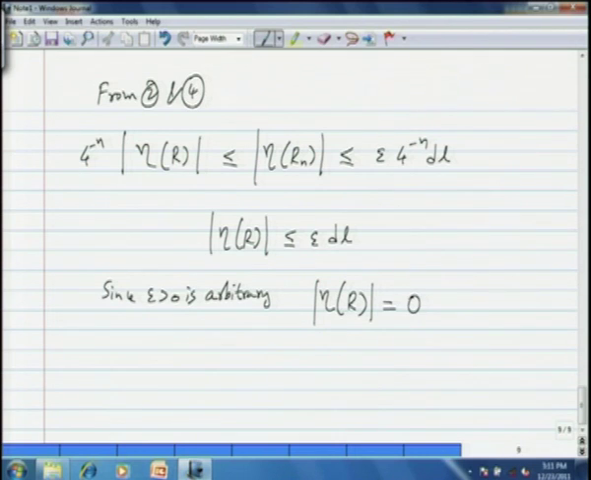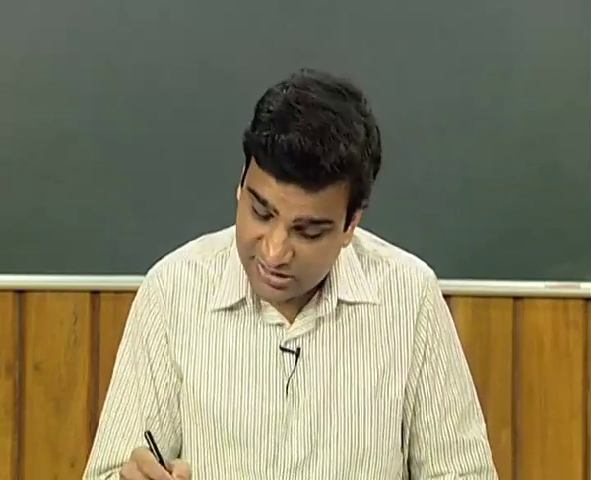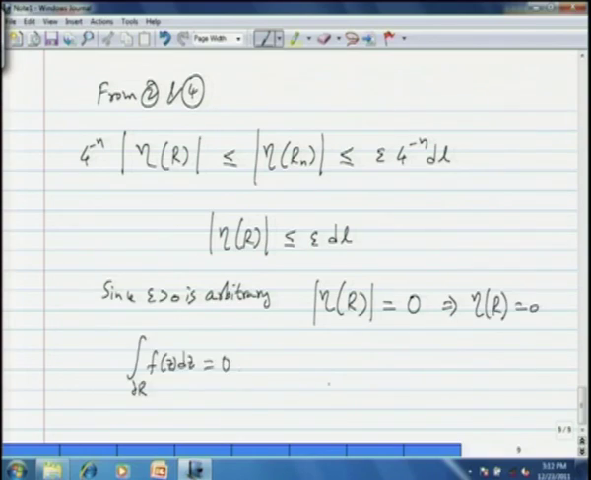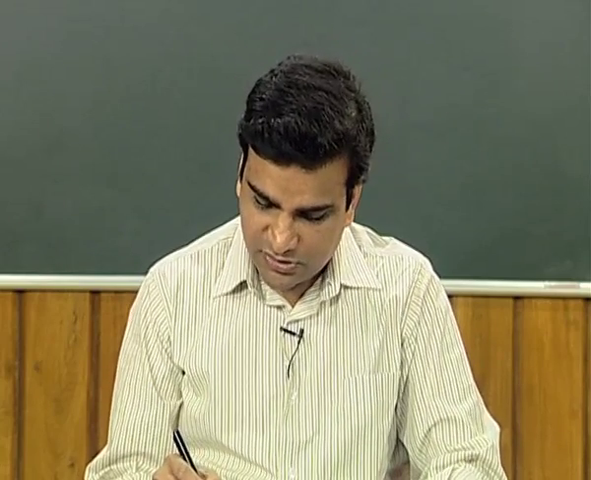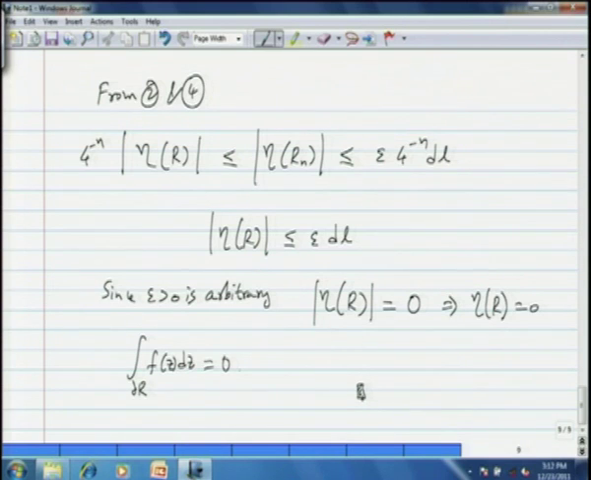D and L are fixed constants. We have started with a rectangular region. So, the modulus of eta of R has to be 0, which implies eta of R itself is 0. So, this proves Cauchy's theorem.